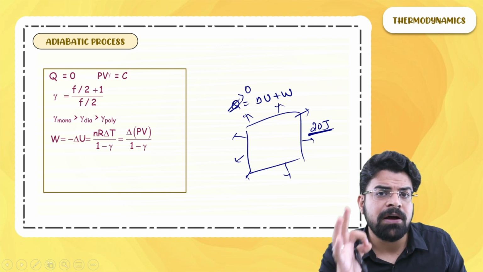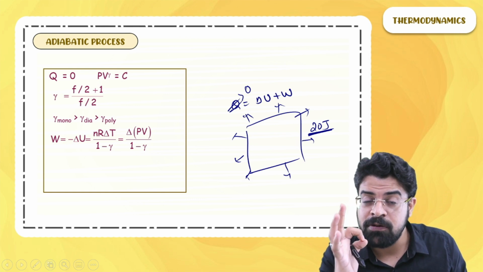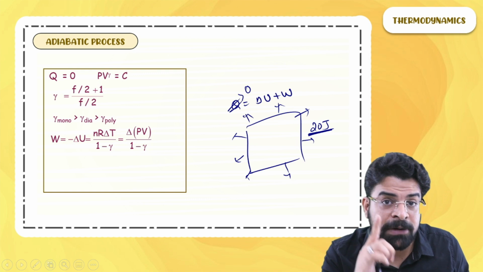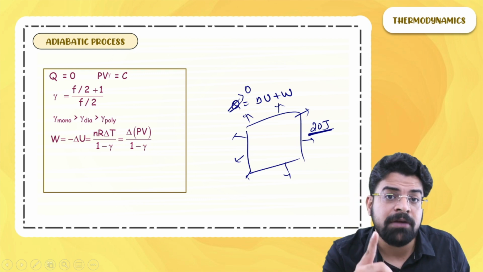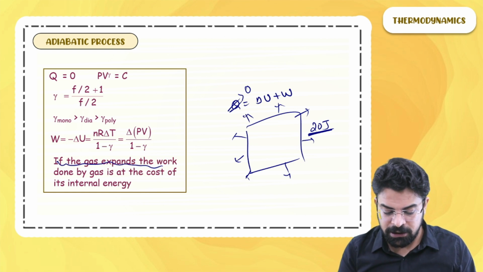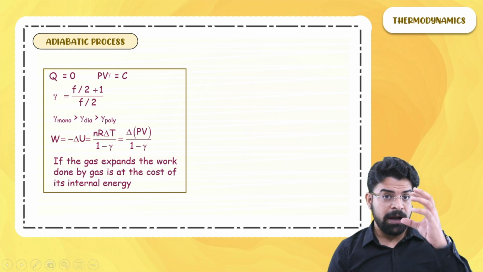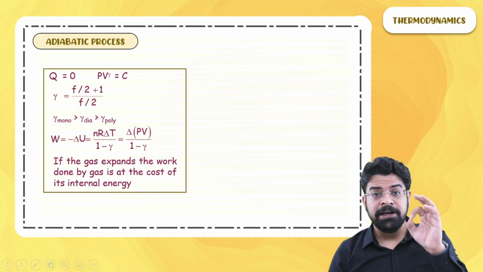It is doing the work on the surroundings at the cost of its own internal energy, so its temperature will fall. That's why all adiabatic expansions are accompanied by cooling of the gas. If the gas expands, the work done by the gas is at the cost of its internal energy. So adiabatic expansions are accompanied by cooling.